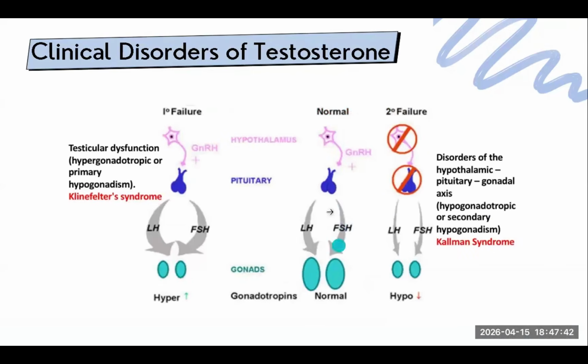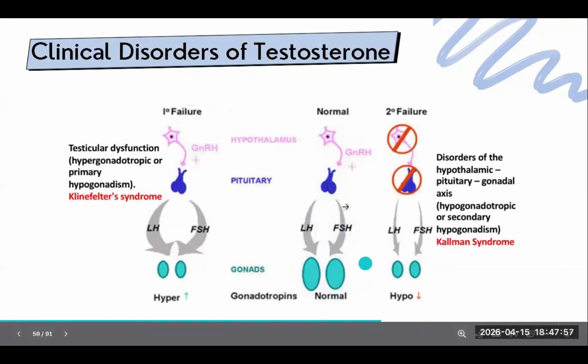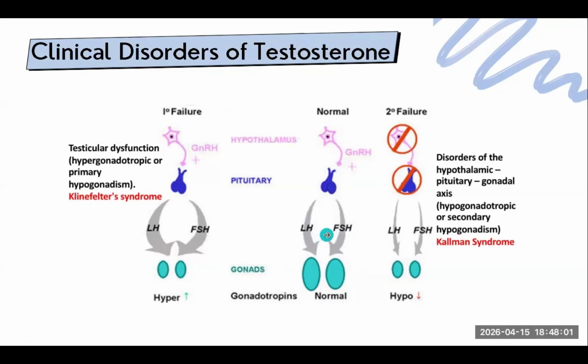Let's explain it in this image. So this would be a normal individual. You would have the hypothalamus secreting GnRH, stimulating the anterior pituitary to release LH and FSH. The LH and FSH would stimulate the testes to produce testosterone, and you would have negative feedback. All the hormones are in normal levels.